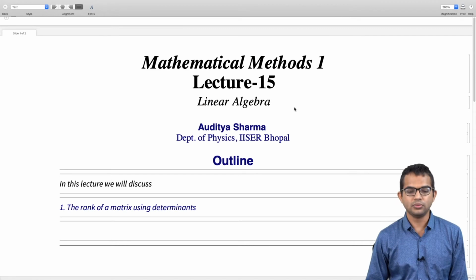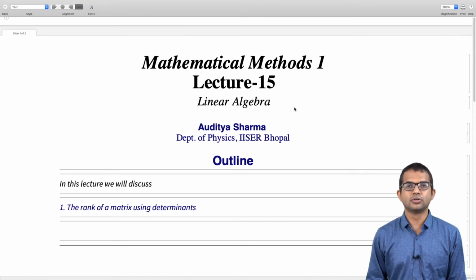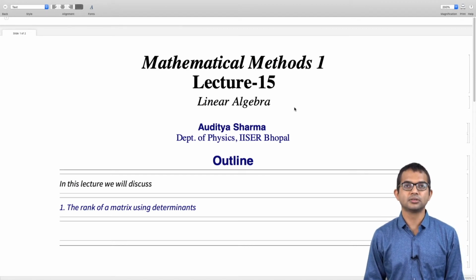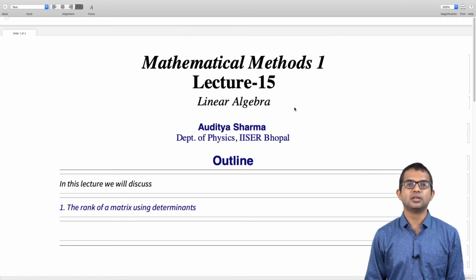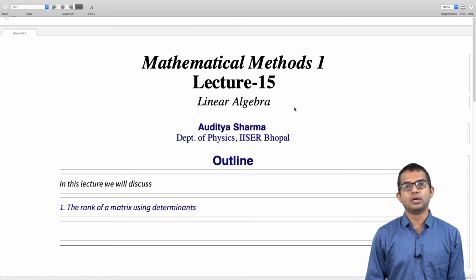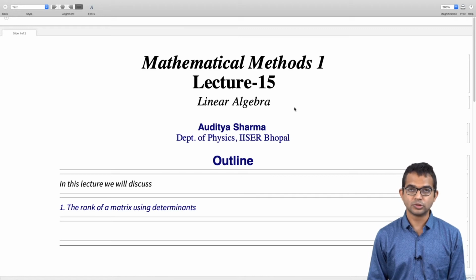Okay, so we have seen the notion of the rank of a matrix. A matrix in general does not have to be a square matrix. It can be a rectangular matrix. We have seen how the notion of a determinant is applicable to a square matrix.